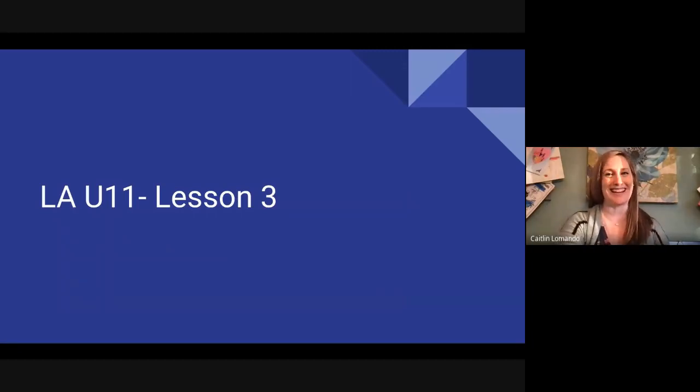So let's get started. We are continuing with the umbrella that we are in. That's LA U11, and we're up to lesson 3. We're going to continue looking at illustrations of books that we enjoyed earlier this year to try and really dig deeper into why illustrations are important in books. So let's get started.